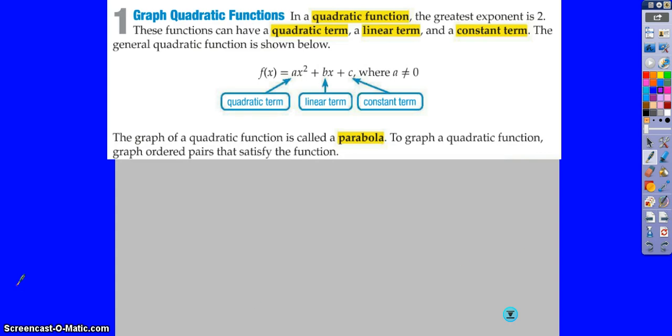So first off, a few key terms. A quadratic function is when your greatest exponent is 2. So it's typically written ax squared plus bx plus c. Ax squared is the quadratic term. That's what makes it a quadratic since you have the x squared. Bx is the linear term, and then c is your constant. And we know that the graph of a quadratic is called a parabola.